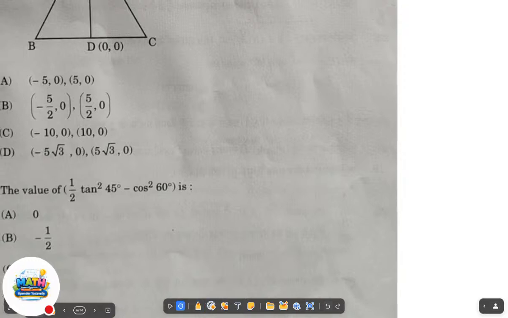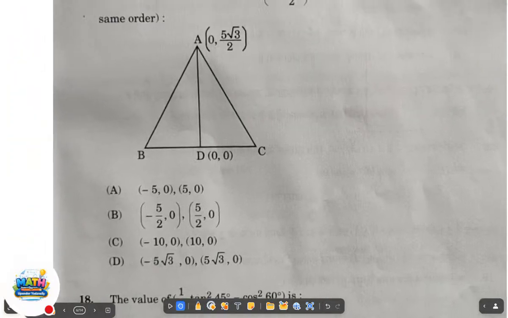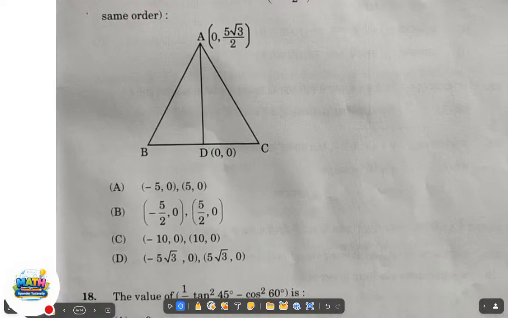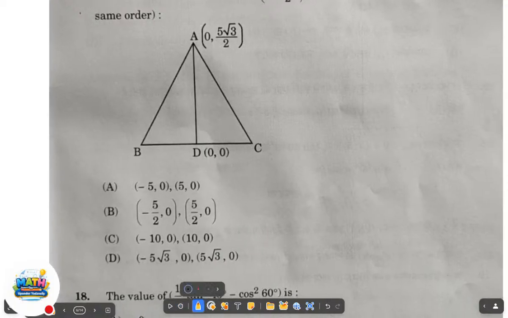Let's take option B. Here B coordinates are minus 5 by 2 comma 0, and C coordinates are 5 by 2 comma 0. So the first point will lie on the negative x-axis, the second point will lie on the positive x-axis.